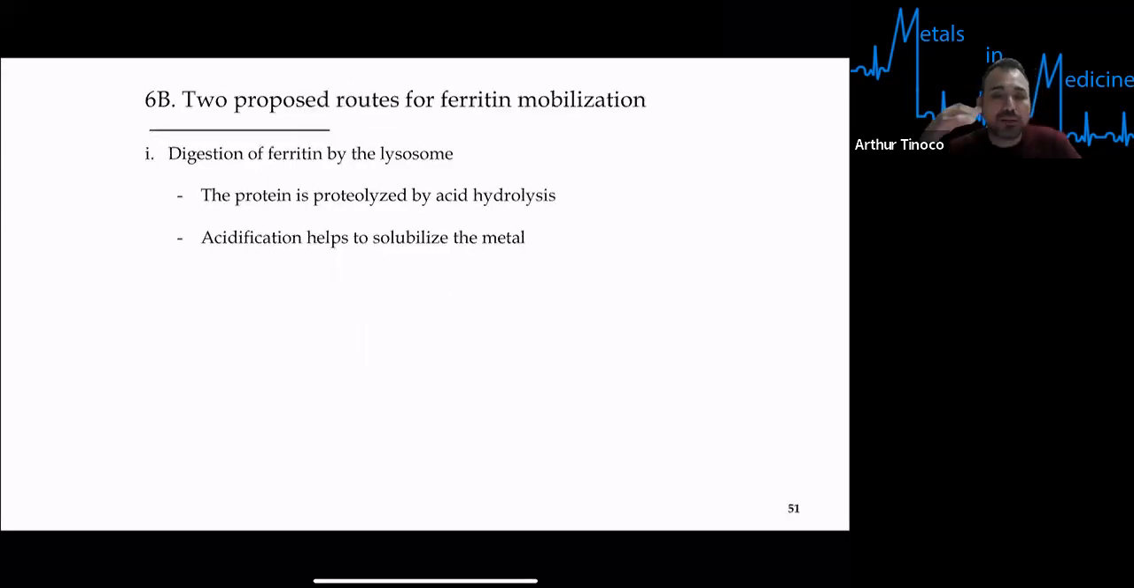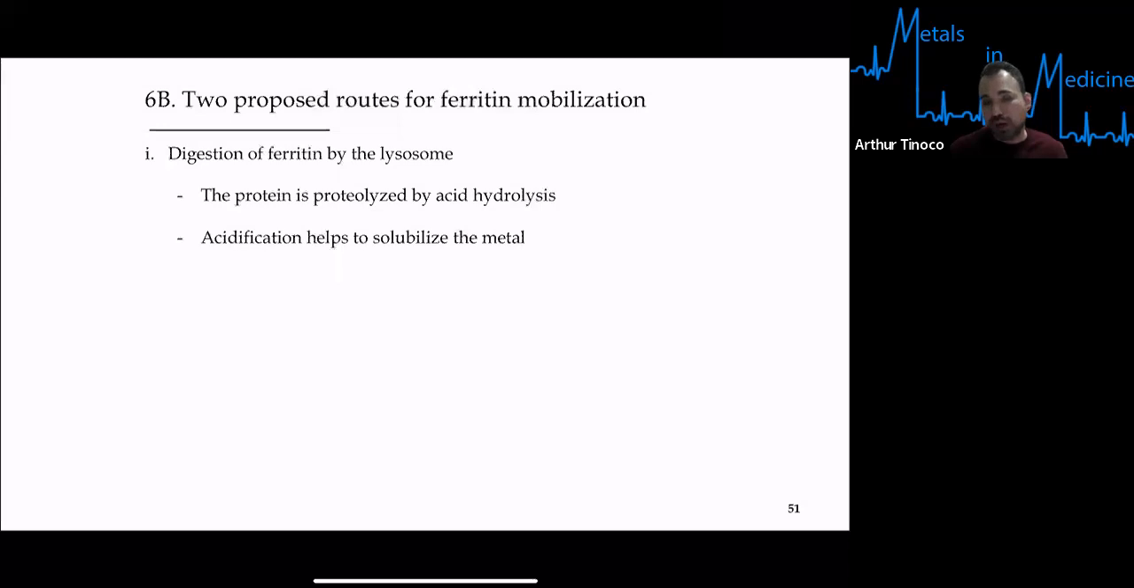All right, so with that in mind, let's think about how ferritin might be mobilized in order for us to gain access to that iron. It has been proposed that perhaps there is a digestion of the ferritin by lysosome. Within this idea, what essentially would happen is that you would have that protein become proteolyzed. Proteolyzed means there's some sort of enzyme that is specific to the protein to be able to cleave it, and this typically is enabled by acid hydrolysis.